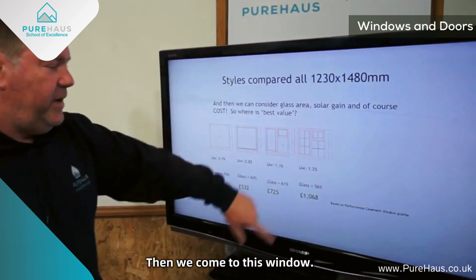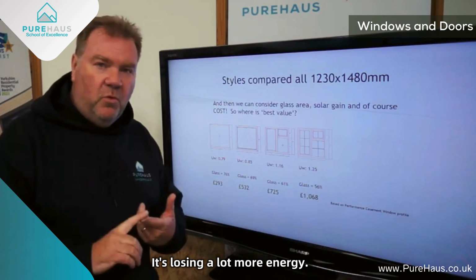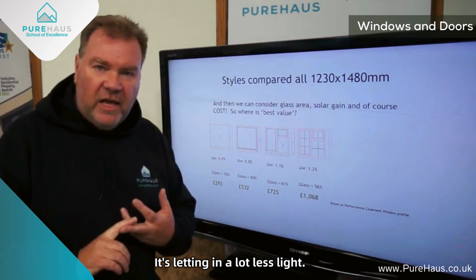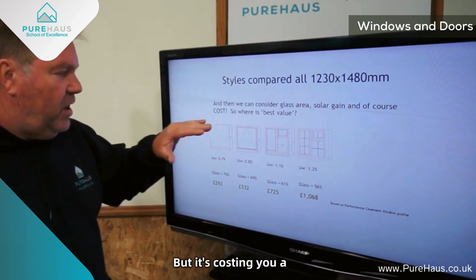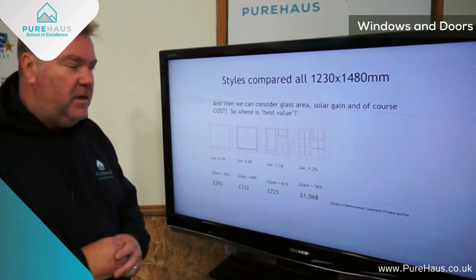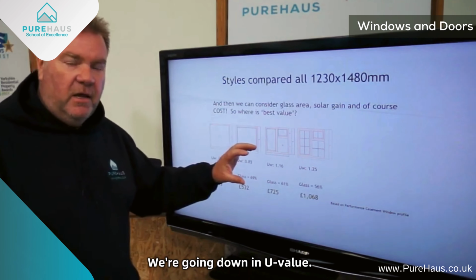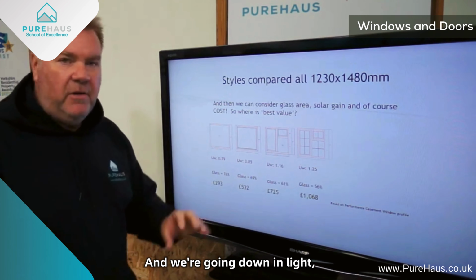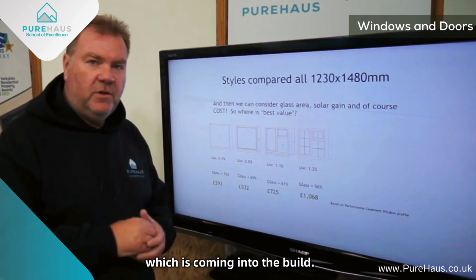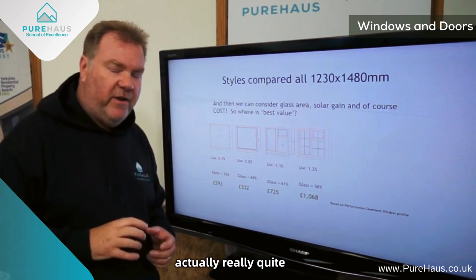Then we come to this window. This window is the same size, is losing a lot more energy, is letting in a lot less light, but it's costing you a huge amount of money in comparison to the others. So we're going up in price, we're going down in U value, and we're going down in light coming into the build. So your design of the frame and the windows is actually really quite important.